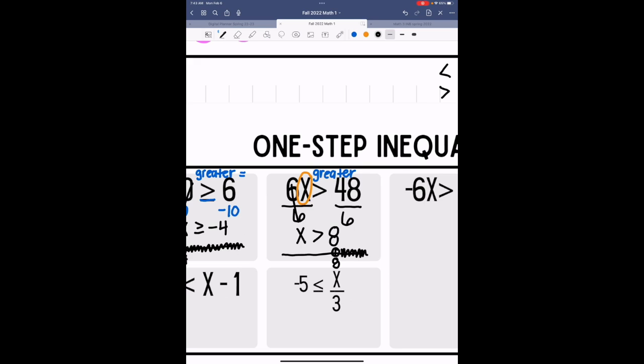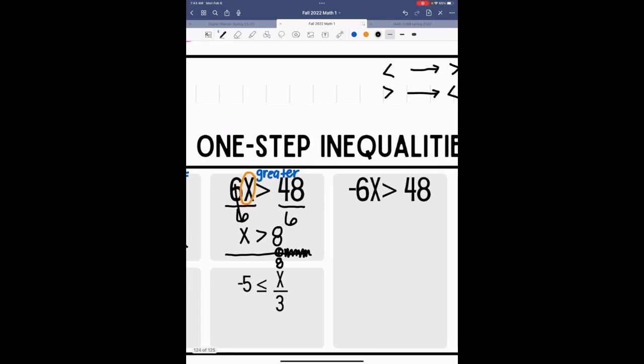Now, we have basically the identical problem right beside it. The only difference is this one has a negative and the other one didn't. Now, if you notice, we kept the inequality sign as it is, so this one is still going to be greater than. And we would solve it the exact same way. So if we're solving for x, I would need to divide by negative 6.